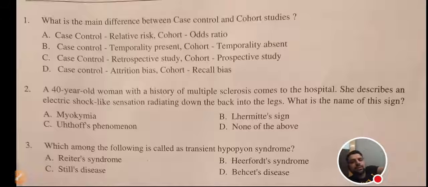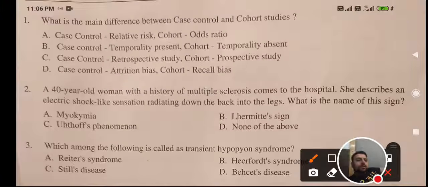First question: what is the main difference between case control and cohort studies? All four options are in front of you. I'm not going to read the options here, so you have to answer which one is the best answer. The best answer for this situation is: case control is a retrospective study, whereas cohort is a prospective study. Cohort is for new cases. I hope it's clear now.